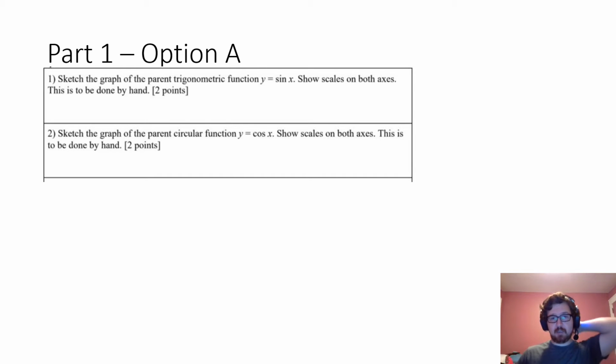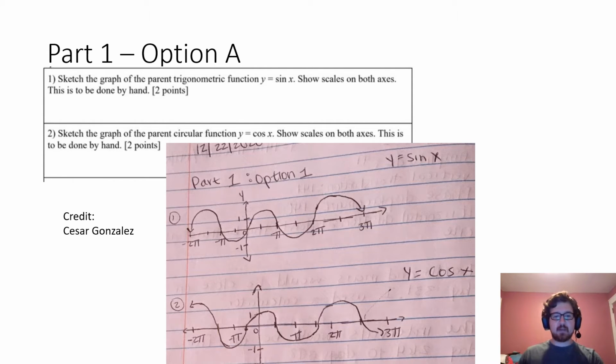So this is option A. You've read them before. You have to graph sine and cosine. And let's take a look at some answers and explain why they got them. Cool. So credit out here to Caesar. Caesar did a great job with this one.